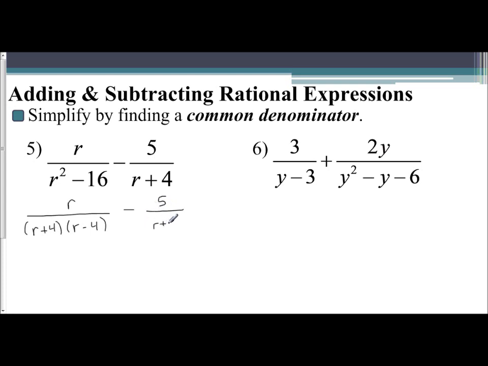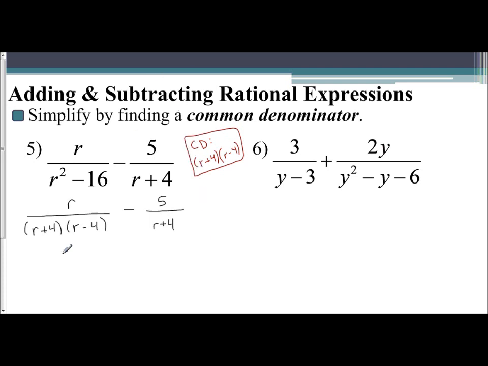It's completely simplified. And now I look for what my common denominator is going to be. So look at what they share. They share this r plus 4. They have that in common. So I know that's going to be part of it. Well, what's missing? Well, if they share the r plus 4, this one's missing the r minus 4. And so that is part of my common denominator. So my common denominator is r plus 4 and r minus 4.